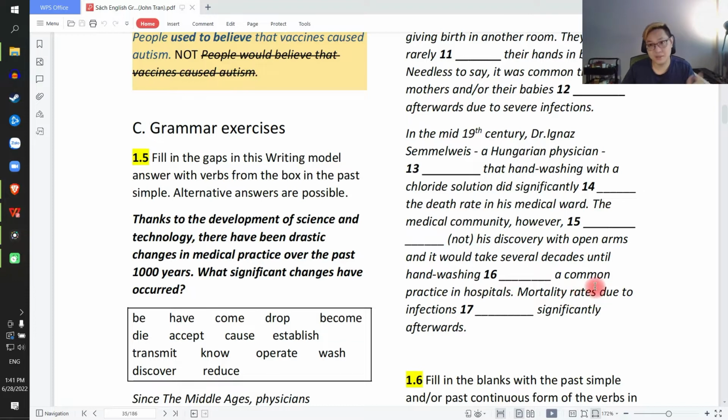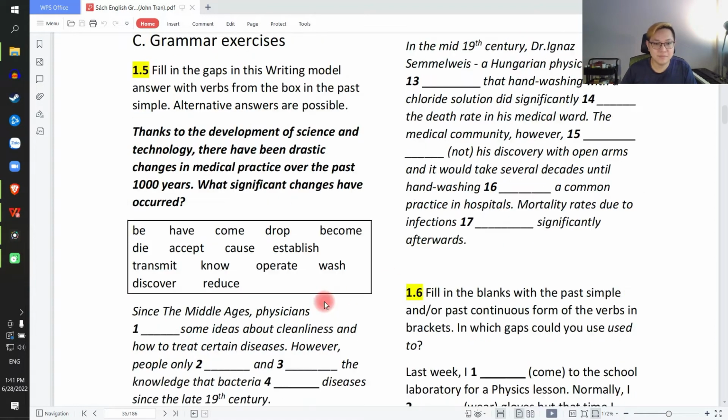Mortality rates mean death rate, you know. Mortality rates due to infection dropped significantly afterwards. Tỷ lệ tử do những sự nhiễm khuẩn đã dropped. Quá khứ của nó là dropped significantly, đã rơi xuống một cách đáng kể sau đó, tức là nó giảm đáng kể.